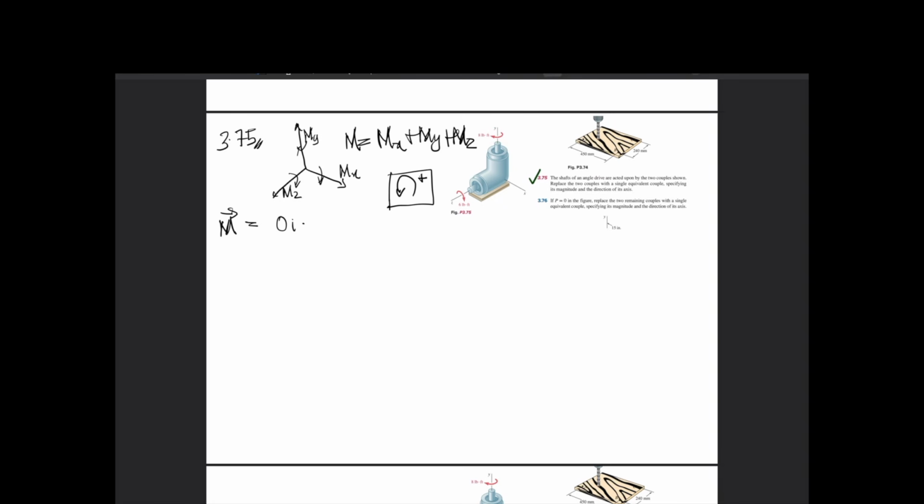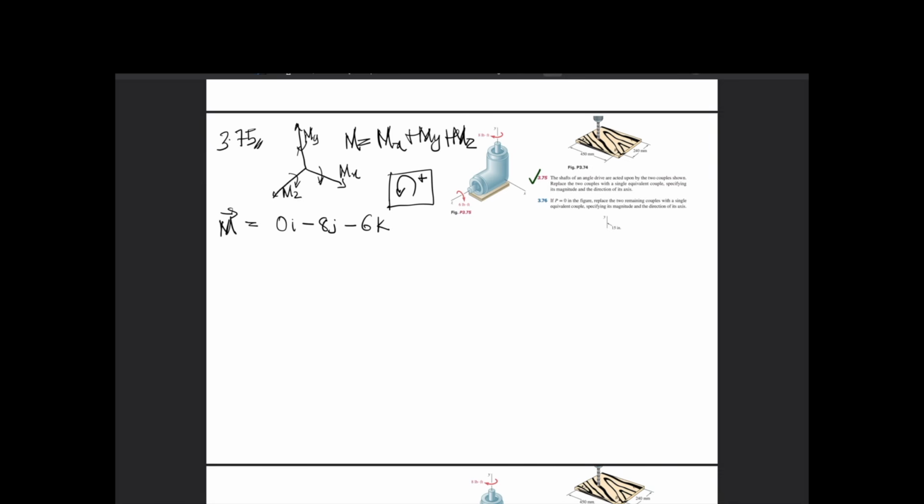So I'm going to write this as negative 8, so minus 8j. Then when we look at our z axis, we can also see that the z is acting clockwise. So our sign here also has to be negative. So that will be minus 6k. So that is simply our M.